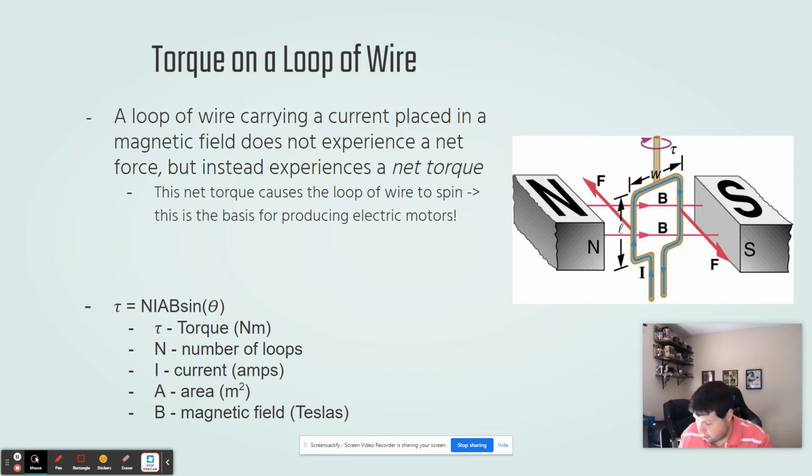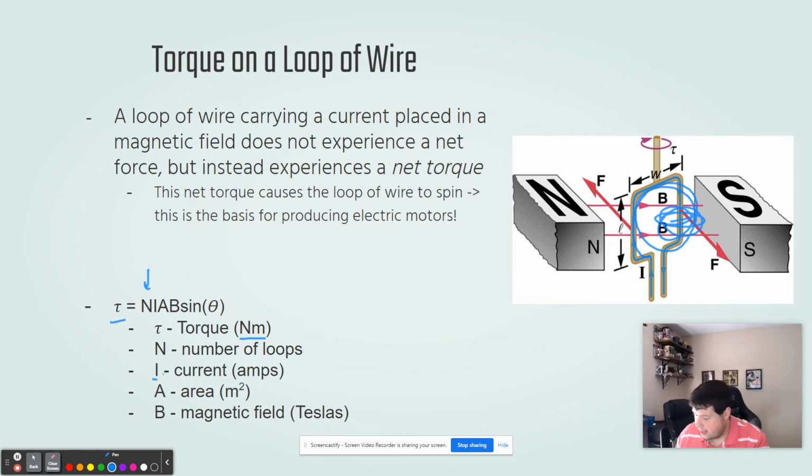So our equation for the torque on a particular wire, torque, remember, has the symbol tau, is NIAB sine of theta. So very similar equation to things we've seen already. Torque, of course, is this little tau, and it's measured in Newton meters. This capital N is the number of loops in your wire. The idea being is that the more times you loop around the wire within your magnet, the more of a magnetic torque that you'll get on that wire. So you can increase that torque by just looping the wire around more in that magnetic field.